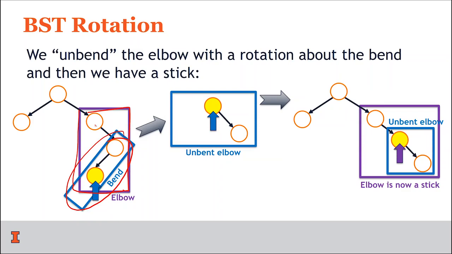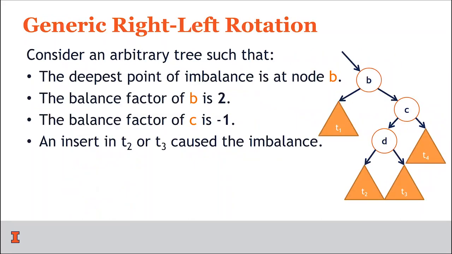Notice here, we have an elbow. We do a transformation by moving the yellow node up. This yellow node up then transforms this elbow into a stick. Once we have a stick, we know exactly what to do. We consider this a right-left rotation because what we're going to do is a right rotation about D to place it in place, and then a left rotation about C to fix the stick.